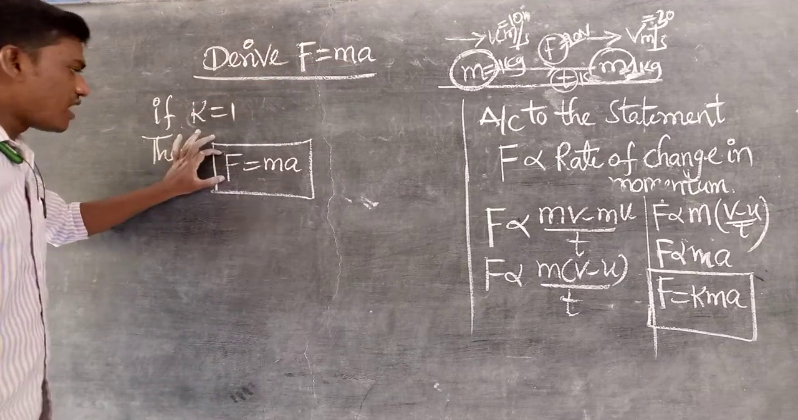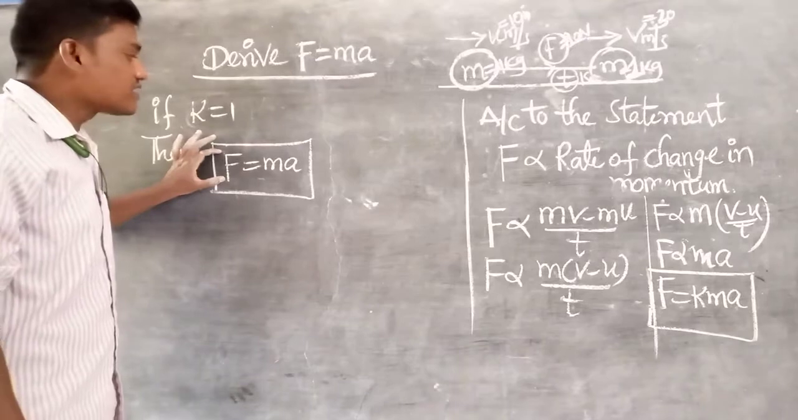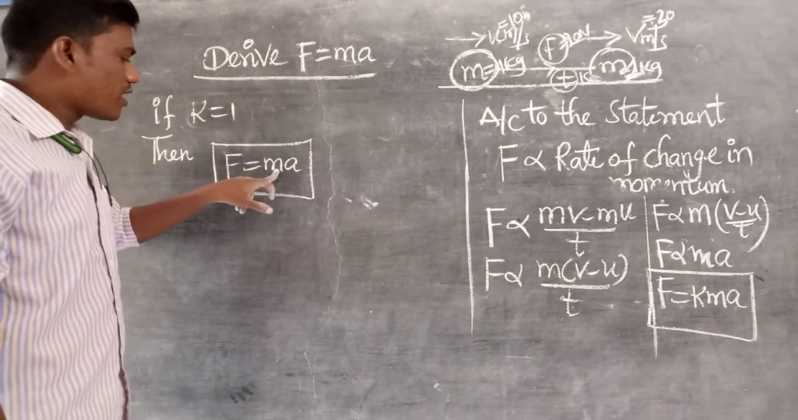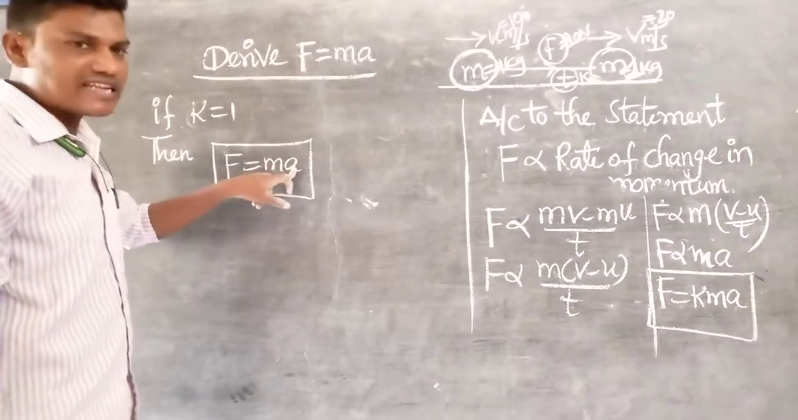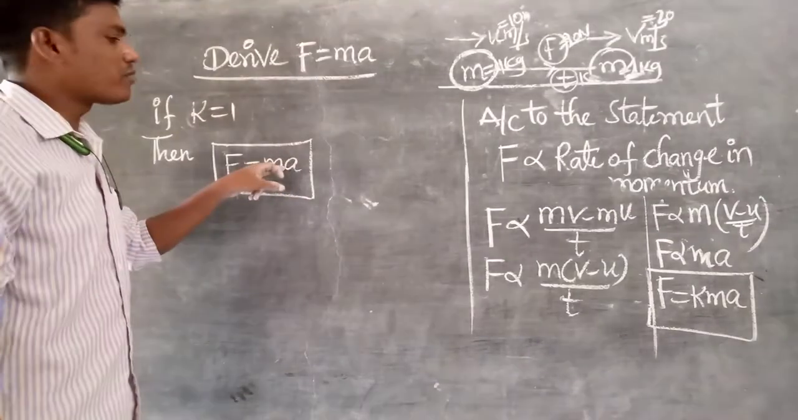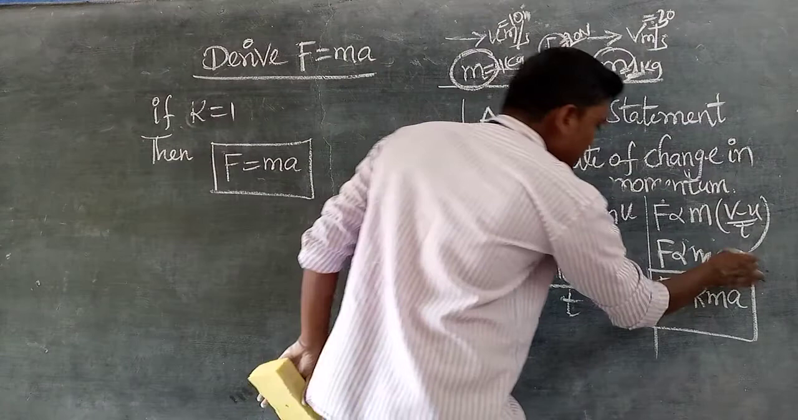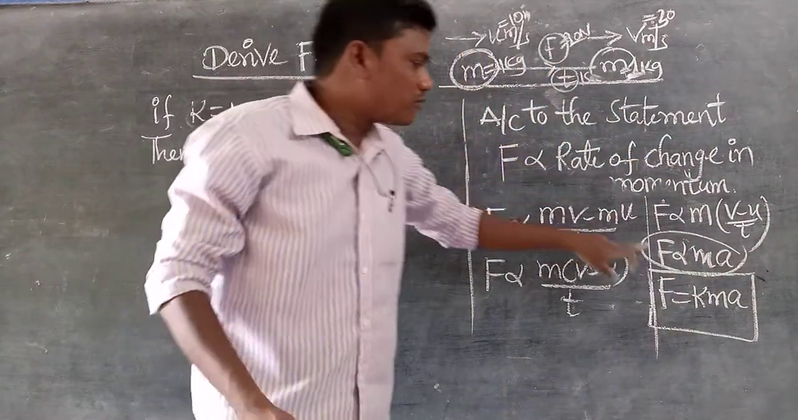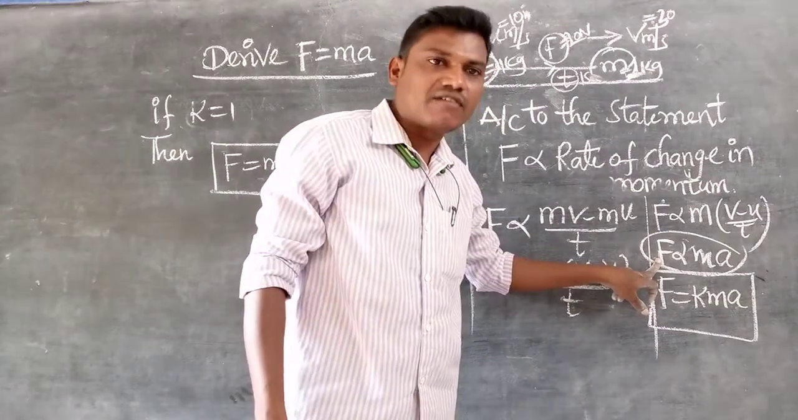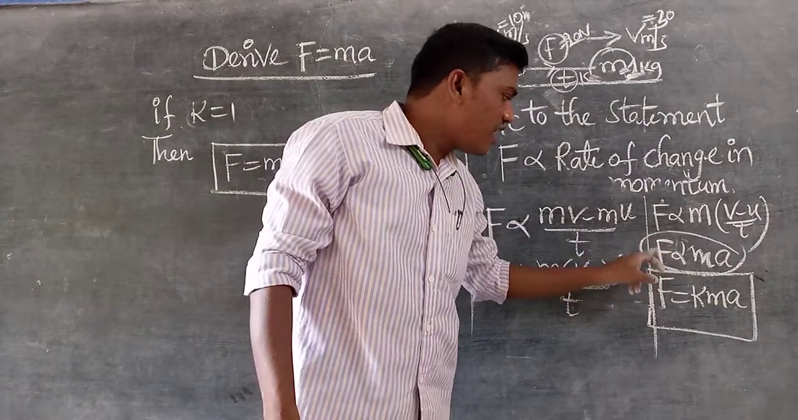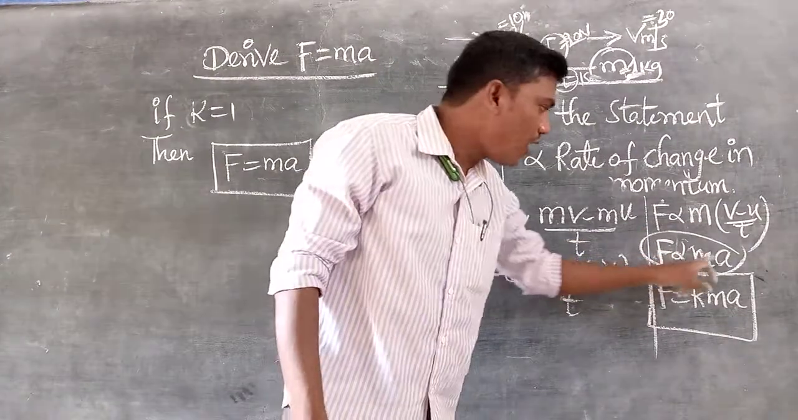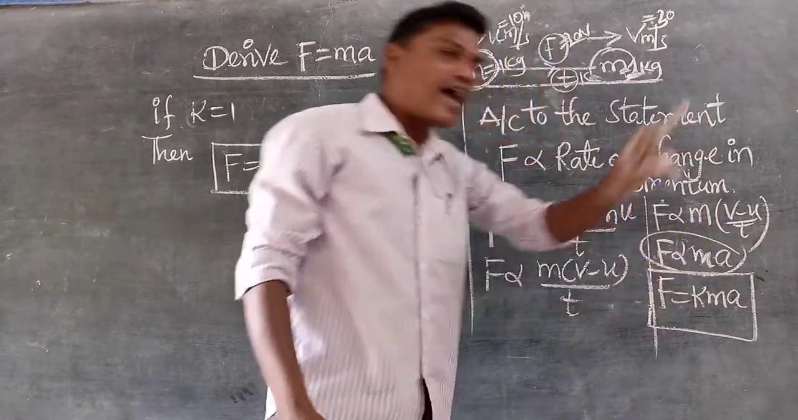F is the resulting force acting on the body. That is equal to m, the mass, times a, the acceleration. Between them, what is their product? That's why we are observing this. So from the second statement, we can prove the first statement of Newton's second law. What is that? The magnitude of the resulting force acting on the body is directly proportional to the product of mass and acceleration.